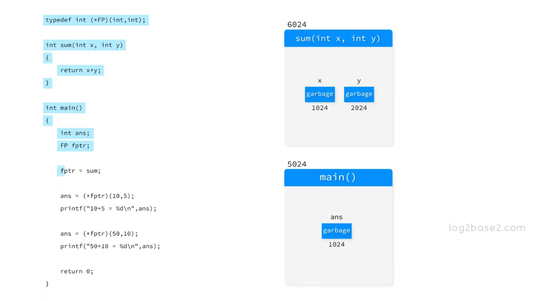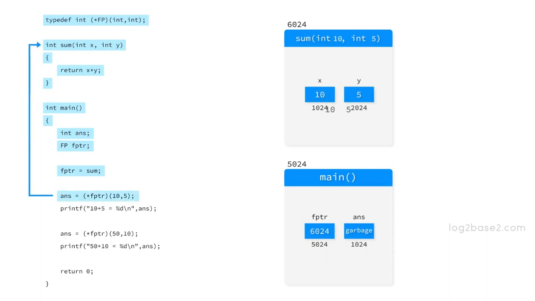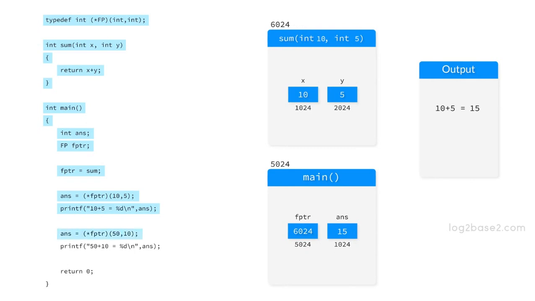Next, we are assigning the address of the function to fptr. And as we did in the previous example, we pass 10 and 5 to the function. So 10 plus 5 equals 15, it is returned and stored in ans and is printed. Now, we call with 10 and 50 and the result 60 is returned to main and stored in ans and it is also printed. And finally, the program returns 0.